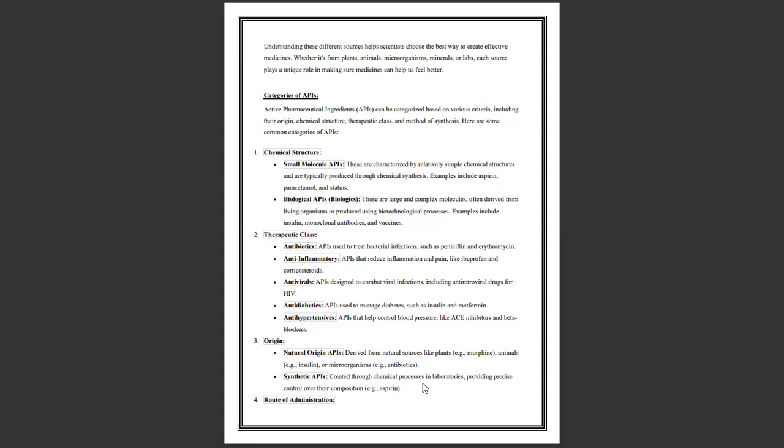Okay, now the next point is the categories of APIs. Active pharmaceutical ingredients can be categorized based on various criteria, including their origin, chemical structure, therapeutic class, and method of synthesis. Here are some common categories of APIs. It's the chemical structure of APIs, therapeutic class, the origin one, and the route of administration.